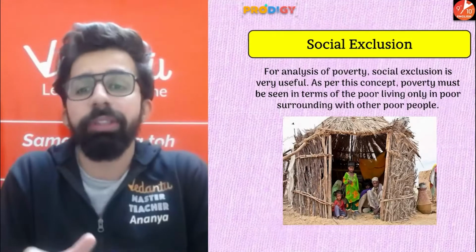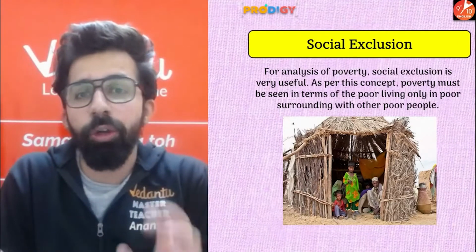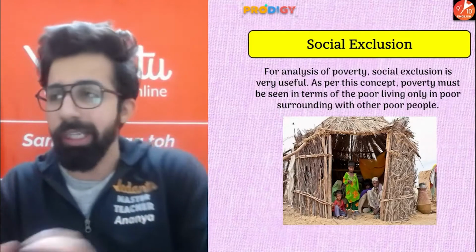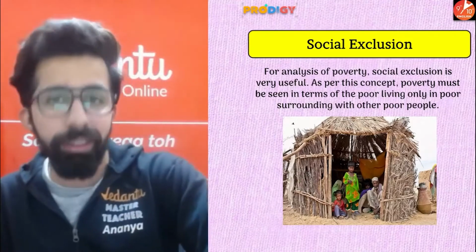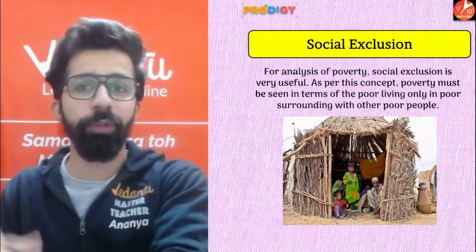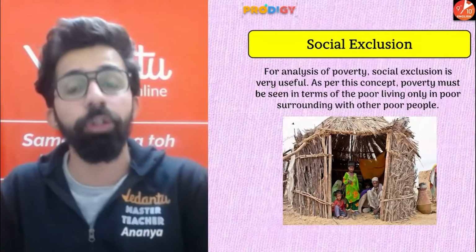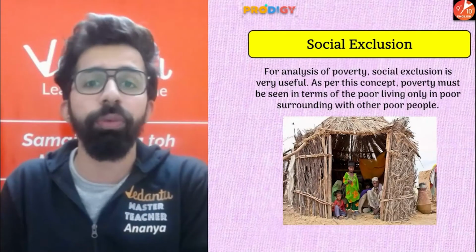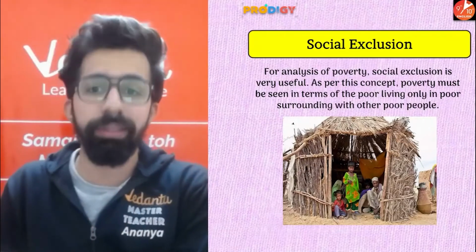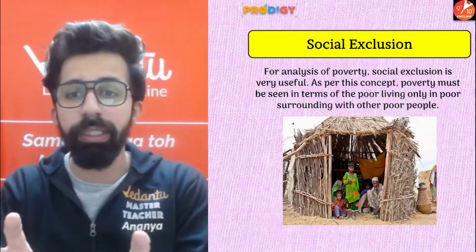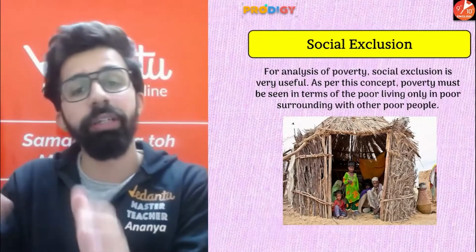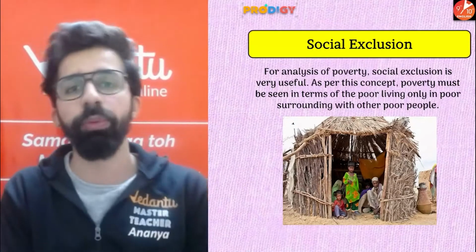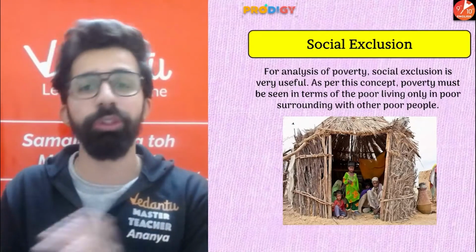So I'm not saying that these people are not allowed to do these things, or they are not allowed to purchase all these things, or they cannot enjoy all these facilities, but they cannot afford them. Because they cannot afford, they cannot use these things. So poverty is basically poor people living in poor surroundings with the other poor people. So this is social exclusion.